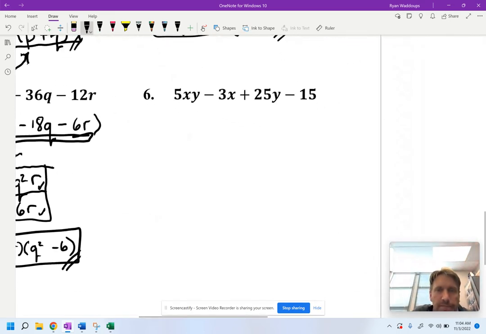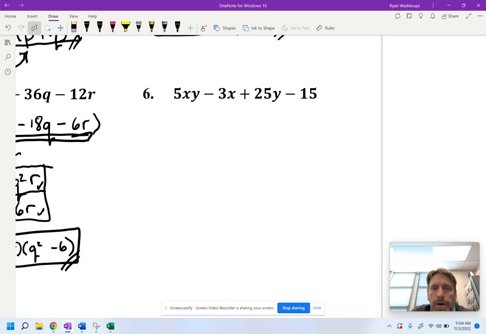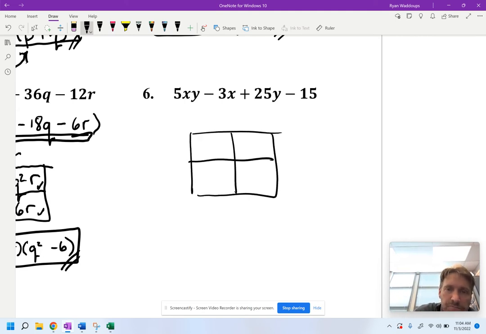All right, 6. I look for a greatest common factor, and I don't see that any of them have any one thing in common. 5 won't go into 3, and 3 won't go into 5. So they don't all have the same common factors. So we're just going to take this whole thing and put it in a box.